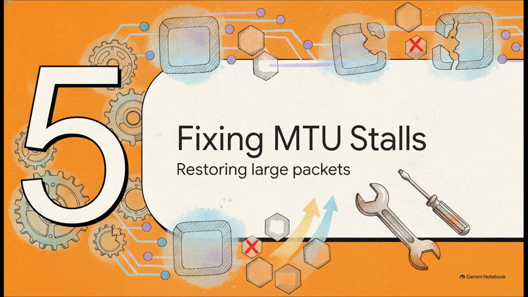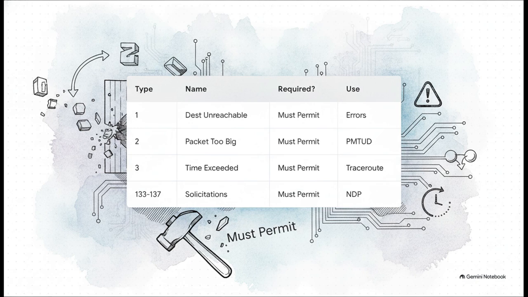Which finally brings us to Section 5, fixing MTU stalls and restoring the flow of large packets. Take a good look at the ICMPv6 types listed here. Specifically, I want you to notice that required column. ICMPv6 is simply not optional.